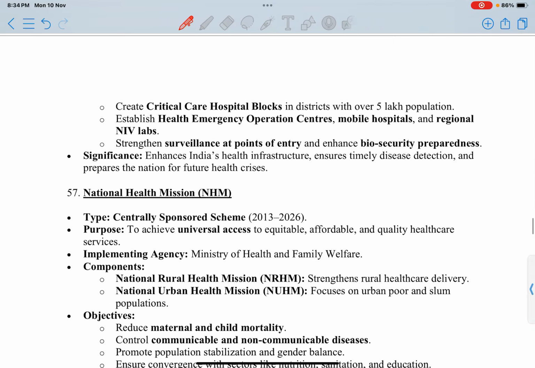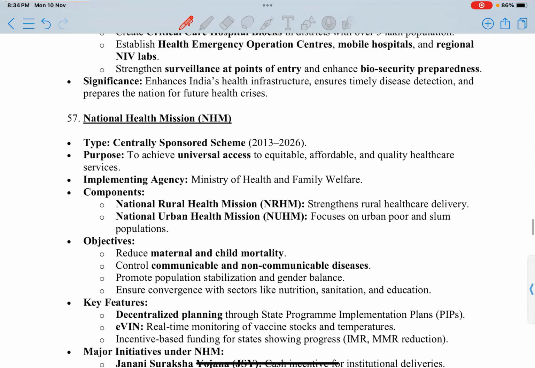Next, the National Health Mission (NHM). Again, this is important. It is a centrally sponsored scheme.